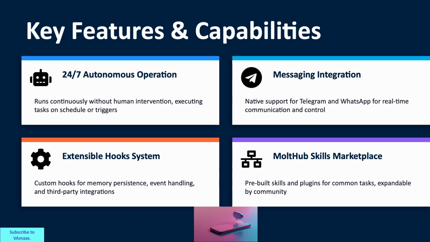Fourth, the MoltHub Skills Marketplace. You don't have to build everything from scratch. MoltHub provides pre-built skills and plugins for common tasks, things like calendar management, stock monitoring, weather updates, and more. And because it's open source and community-driven, new skills are being added regularly. It's like NPM for AI capabilities.